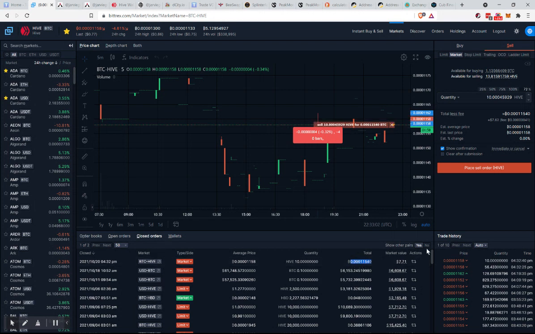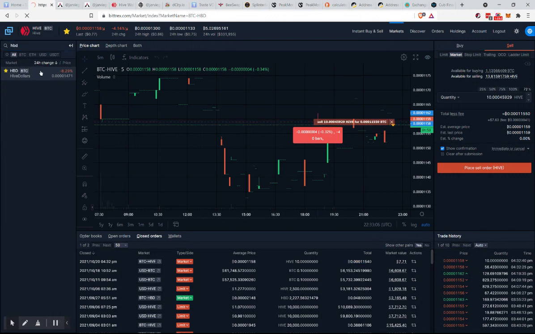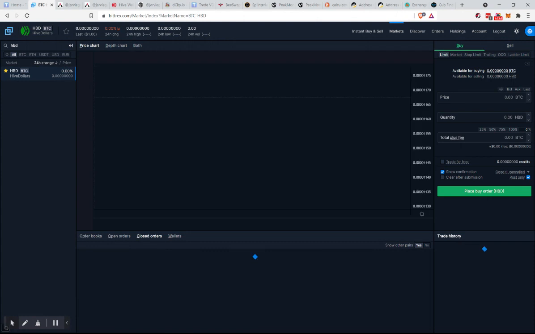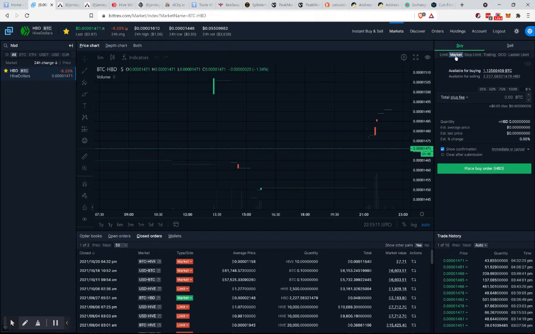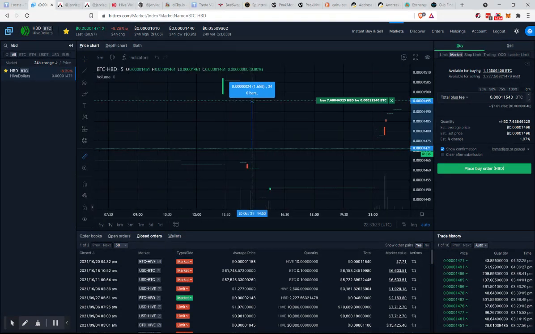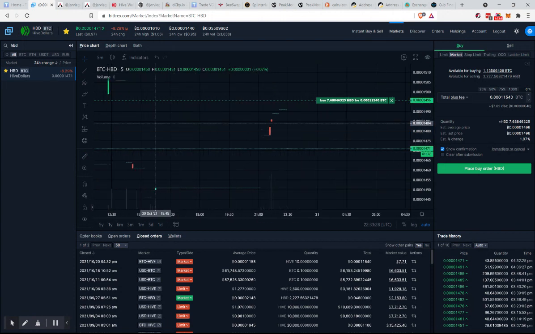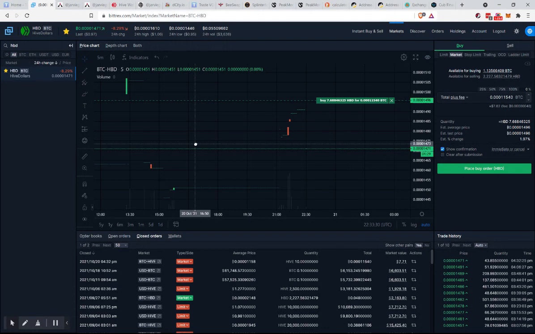Okay, there we go. Now we type in HBD, and we're going to buy with the market, and this is how much BTC we have to spend. And the price difference is way different. How much are we going to lose here? Only 1.6%. Oh, man. If we had patience, it would be better. That's not bad. It could be worse. We're only playing with $7.